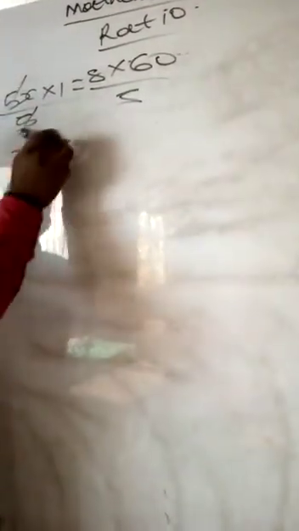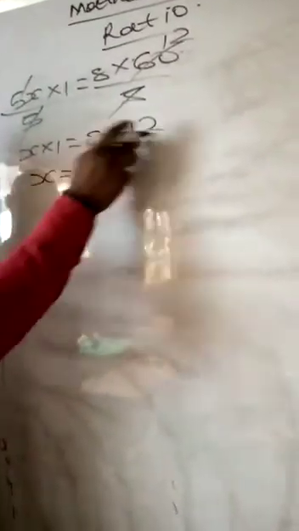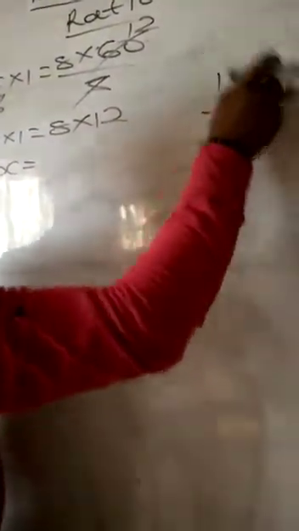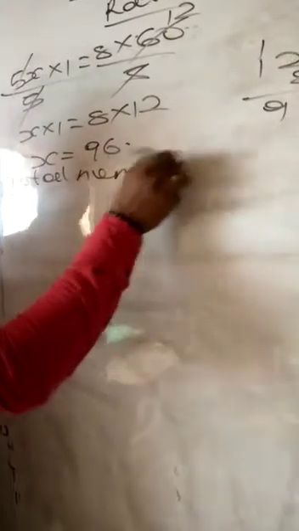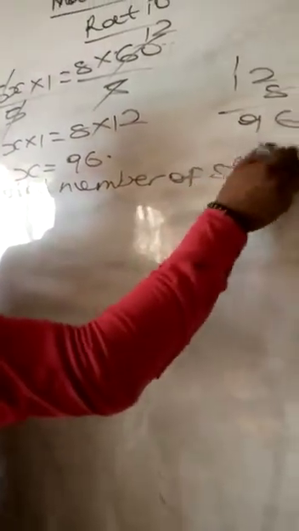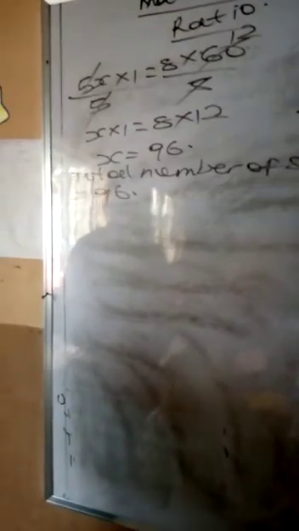We can now divide both sides by 5, which is the coefficient of x. 5 we cancel out, we have x times 1. 5 into 60 will give us 12. So we have 8 times 12. 1 times x will give us x. 8 times 12, we are going to have 96. So we now say the total number of learners, or students, is 96. But the question asks us to find the number of boys.